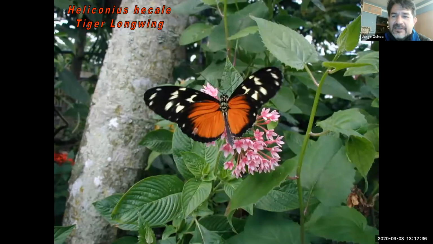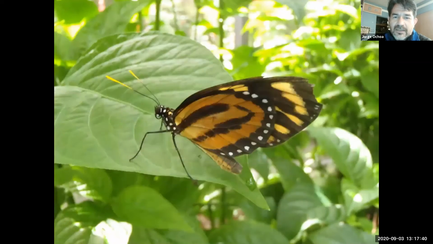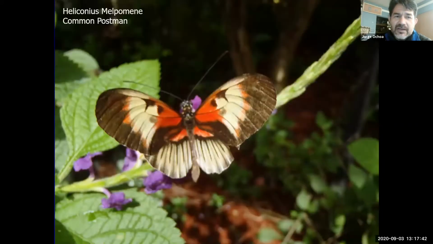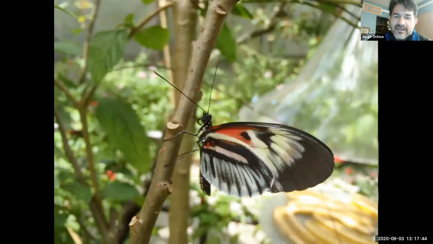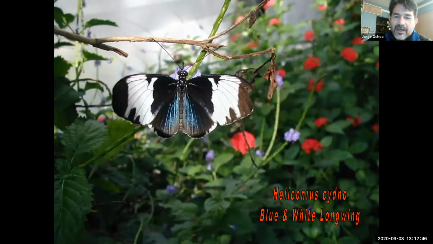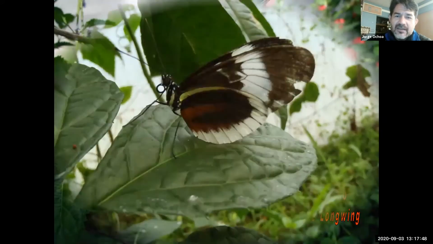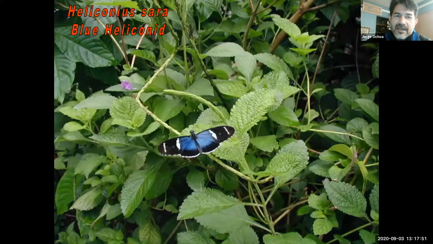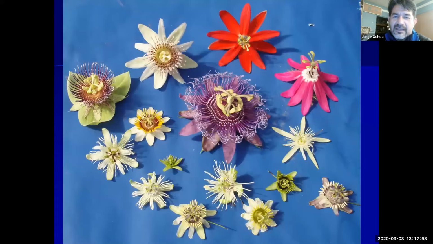And as you start venturing into South America, we have the tiger longwing, and there's a side view, or the common postman with its side view, and the blue and white longwing with its side view, and the blue heliconid, and we have a lot of passion flowers. So with this, I will end this presentation, and I will take any questions that you might have.